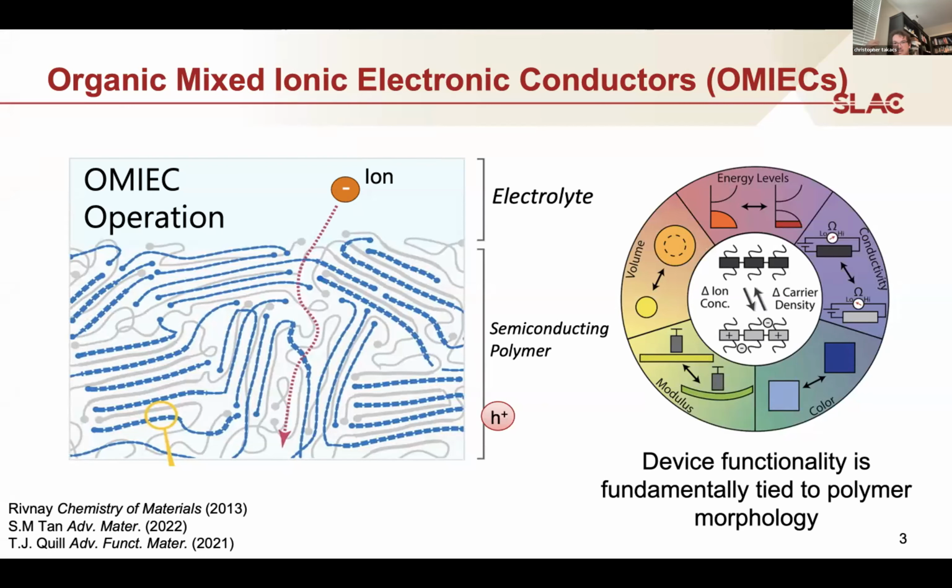One of the things that's really remarkable about these materials is, from a functional perspective, you can tune their energy levels and their conductivity and make devices like sensors, transistors, neuromorphics, and biological interfaces. On top of it, we're getting radical changes in volume expansion, modulus, and color, in addition to their conductivity. Fundamentally, all of these properties are tied to their morphology, and that's really what matters. And the problem is incredibly complex.